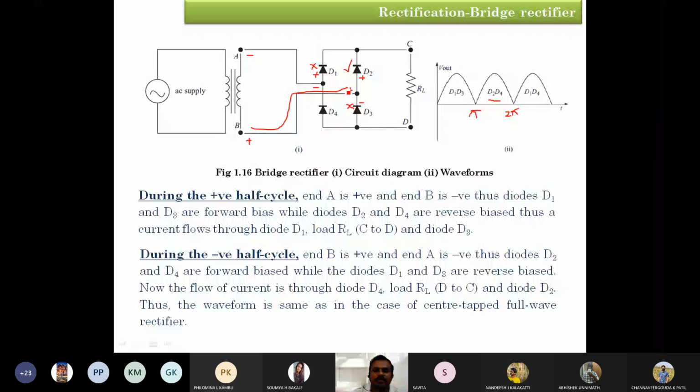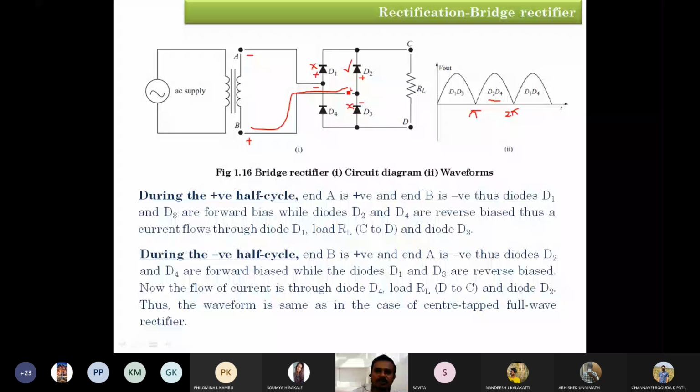So when we begin from the negative cycle, the B terminal current is going to pass through D2, and it is going to pass through this load resistance to this node. Obviously D3 is in reverse bias condition. Therefore, it is going to pass through D4, then it is the destination. Okay, this is the flow of current in the negative cycle.